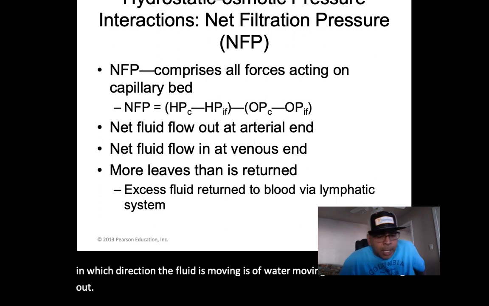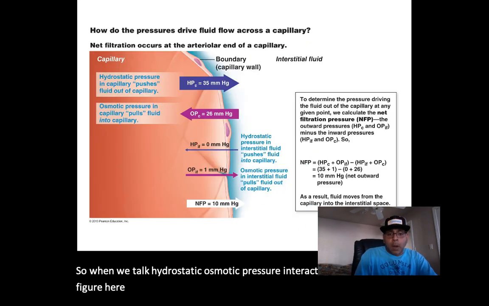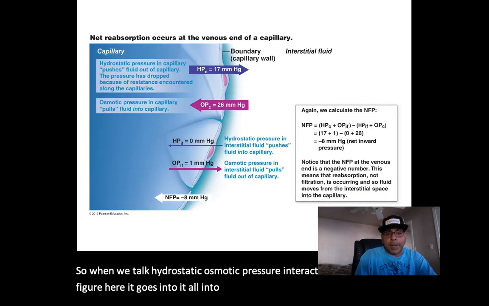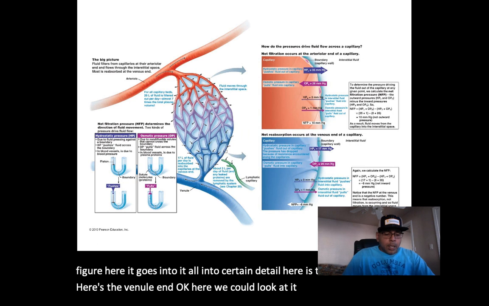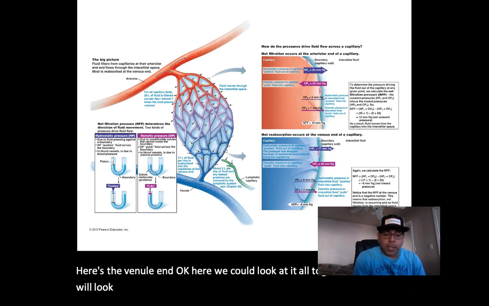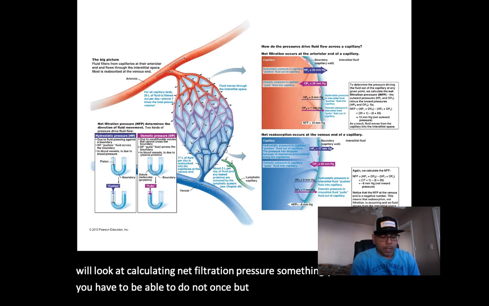So when we talk hydrostatic osmotic pressure interactions, here in this figure it goes into it all in certain detail. Here's the arterial end, here's the venule end. Here we could look at it all together. Now here, we will look at calculating net filtration pressure, something you have to know and you have to be able to do, not once, but at least twice on that exam.